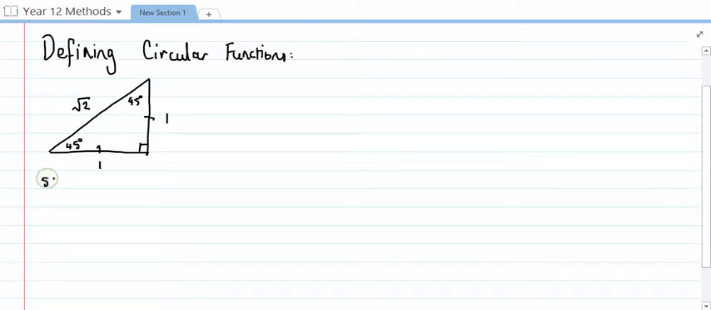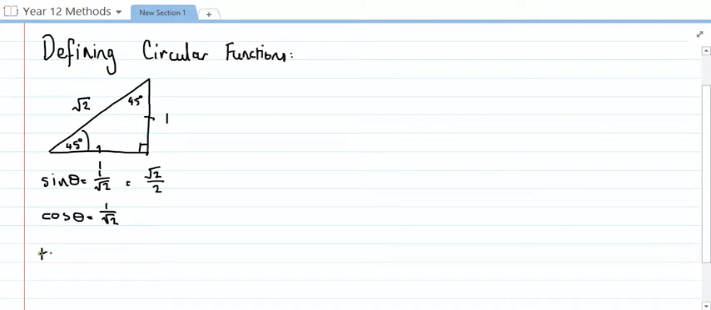So I can write sine theta equals, now if I use this angle here, now sine theta is the opposite over the hypotenuse, so that is 1 over the square root of 2. Which you might choose to write as root 2 over 2 by rationalising the denominator. Both are the same. Okay, same goes for cos theta. So cos theta in this case is the adjacent over the hypotenuse. So adjacent to this angle here is 1, and the hypotenuse is still root 2, so that's also 1 over root 2 or root 2 over 2, whichever way you prefer.